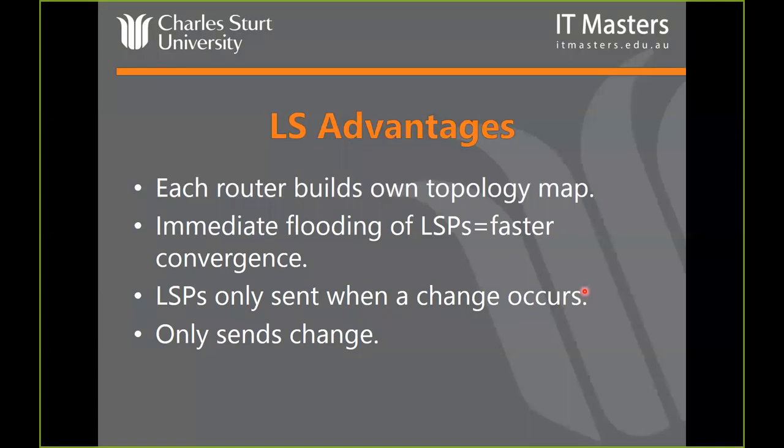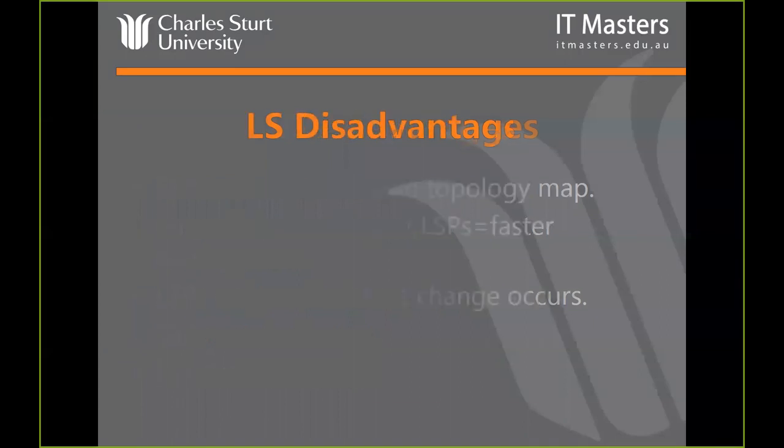Link state advantages. Each router builds its own topology table. It's responsible for its own topology table. Immediate flood of link state packets, so faster convergence. As soon as anything changes, the update is flooded out in all directions. So bang, it happens straight away. Link state packets are only sent when a change occurs, so it doesn't broadcast, it just sends them out. It only sends the change. So it'll only send the link state update for the link that has changed. It won't send anything else because we already know the status of the other links. And there's a hierarchical design, which we'll have a look at in more detail in a second.